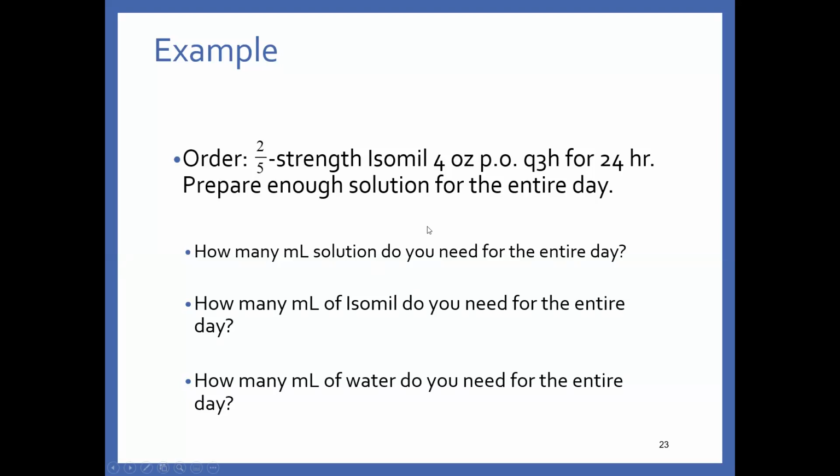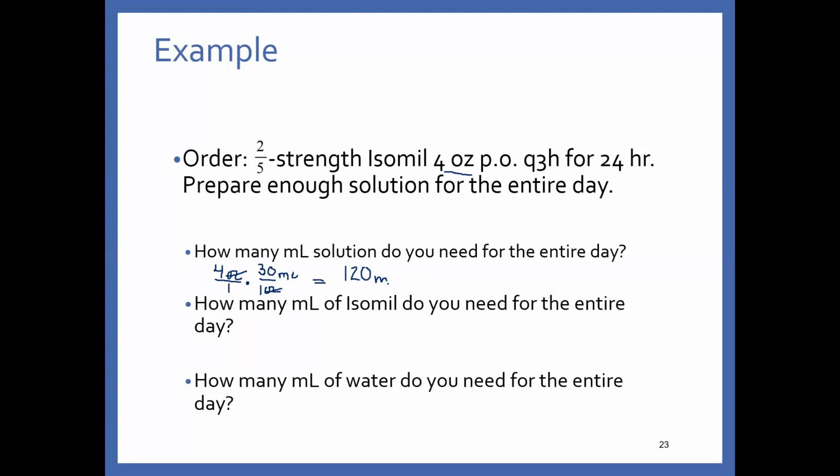So the first thing that I can do is change the ounces into milliliters. I'm going to take the 4 ounces that's ordered and change that into milliliters. So 4 ounces. I know that 1 ounce is 30 ml, so I'm going to multiply this by 30. And that will give me 120 ml.